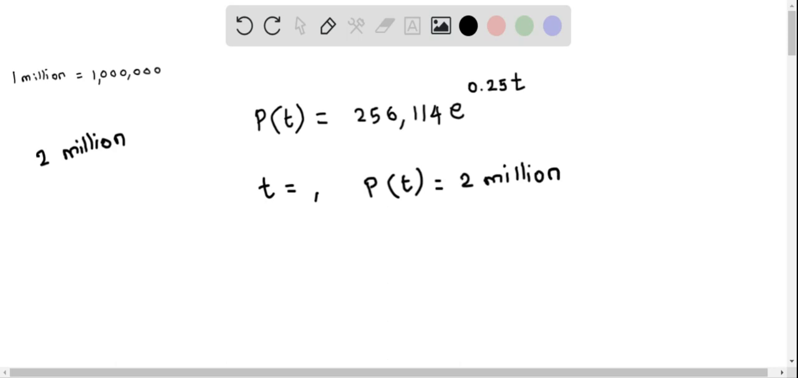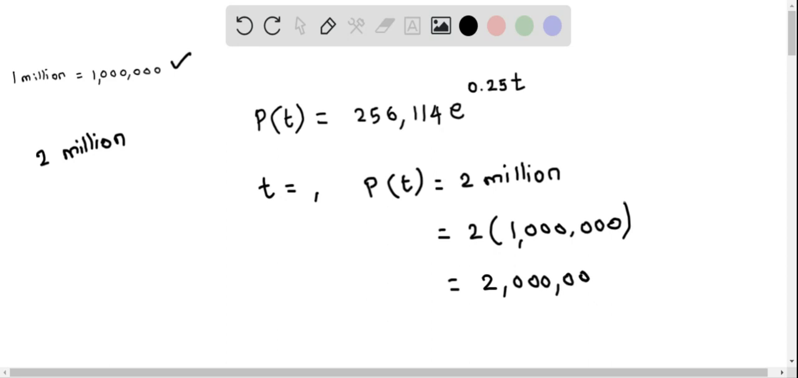We know that 1 million is 1 followed by 6 zeros. So therefore 2 million equals 2 times 1 followed by 6 zeros. And so when you multiply this, we will get 2 followed by 6 zeros. So this is 2 million in numbers.